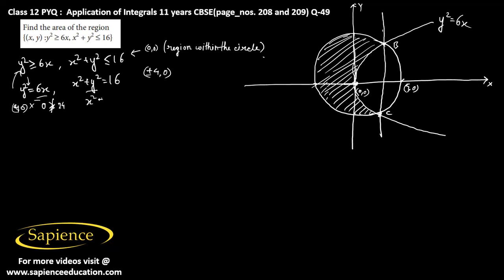So we will get x square plus 6x equals 16. So we will get x square plus 6x minus 16 equal to 0. So we will get, 8 times 2 is 16, so this is x plus 8 times x minus 2, that is equal to 0. If we factorize it, we will get x plus 8 times x minus 2 equal to 0. So x will be equal to minus 8 or it will be 2.